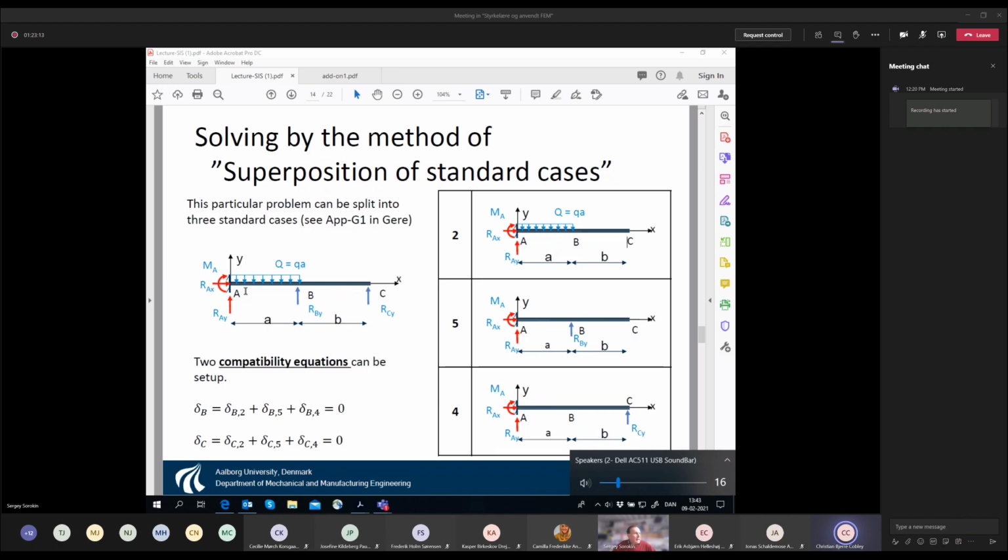Yeah. So you see, the thing is that in reality we have these 3 forces acting simultaneously.